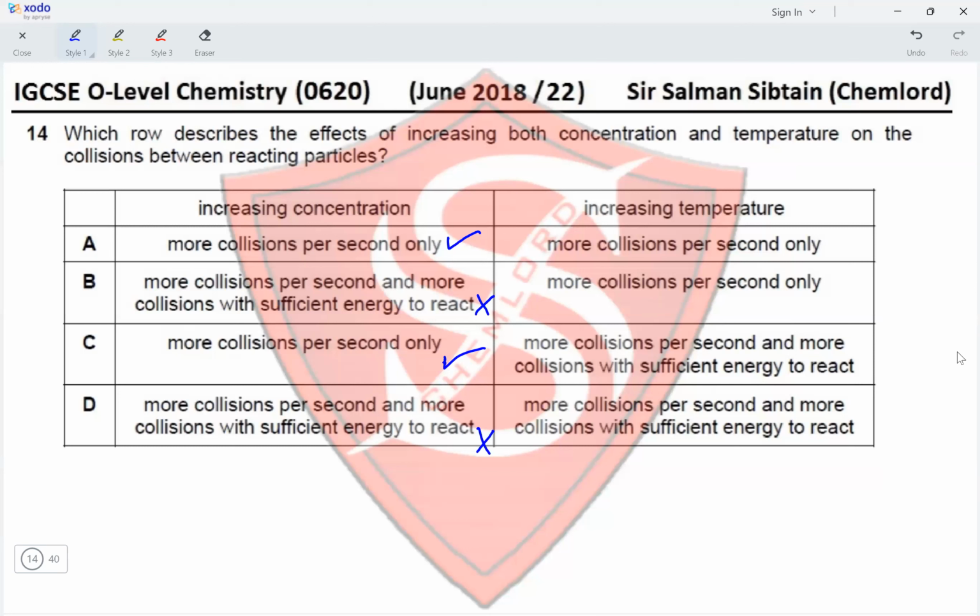So, increasing the temperature. Increasing the temperature will increase the number of collisions, and also it would increase the number of collisions with sufficient energy, because temperature is directly proportional to the kinetic energy possessed by the molecules. So an increase in temperature would mean a gain in energy. A gain in energy would mean that more molecules would have sufficient energy to react. So this eliminates options A, B, and D, making option C the correct option for this question.